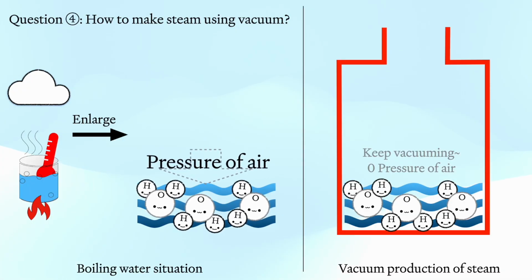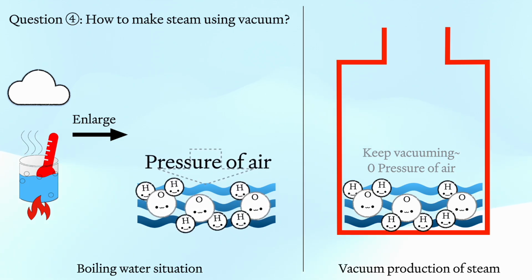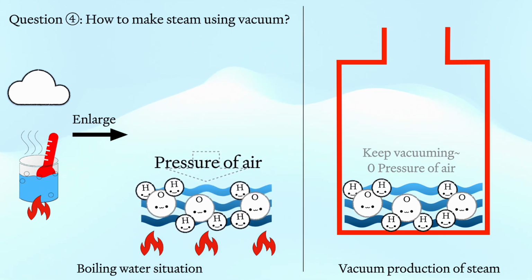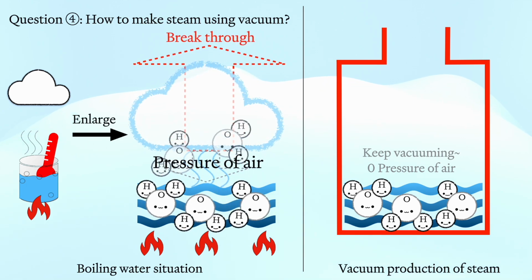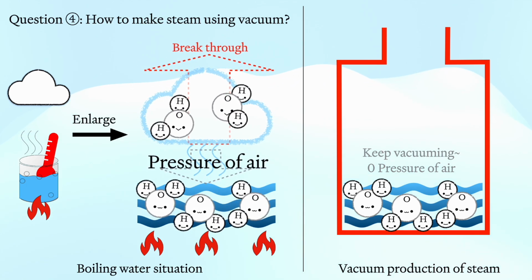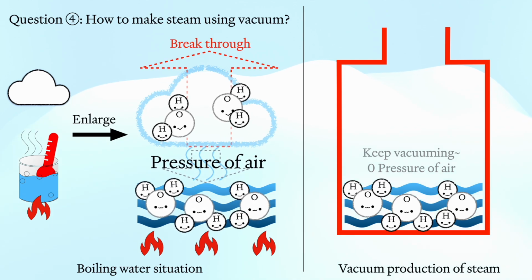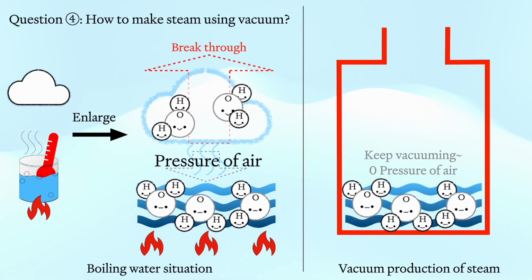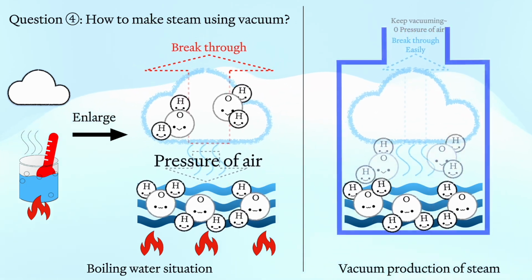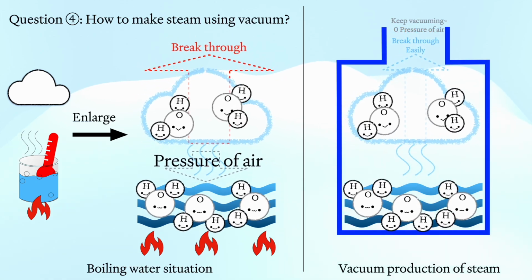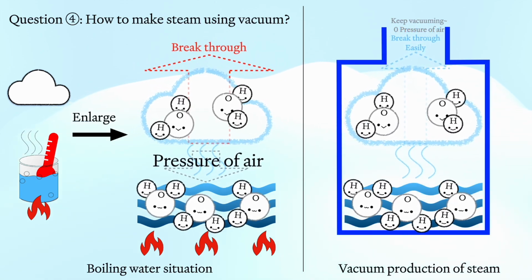Back to the question: how to produce steam by using vacuum. I compare the process of boiling water and vacuuming together. When boiling, water gets enough energy from the heat source and breaks through the hydrogen bond cycles. Part of it becomes vapor, then breaks through air pressure to rise to the sky and become a cloud. On the other hand, a vacuum pump removes air pressure, then water can evaporate by its own energy, and easily break through the hydrogen bond cycles to turn into vapor.